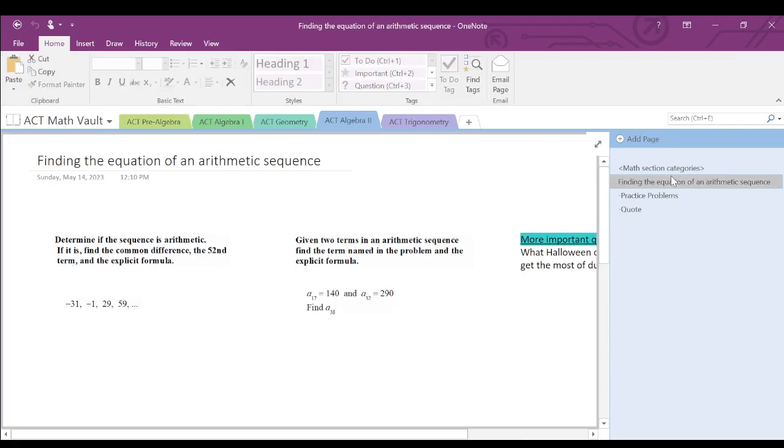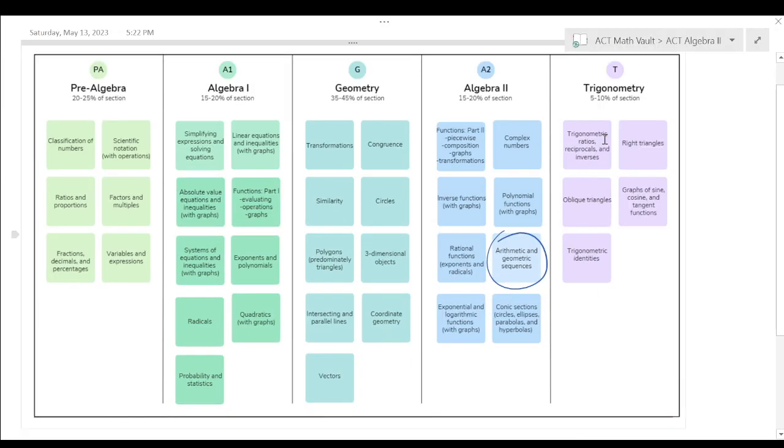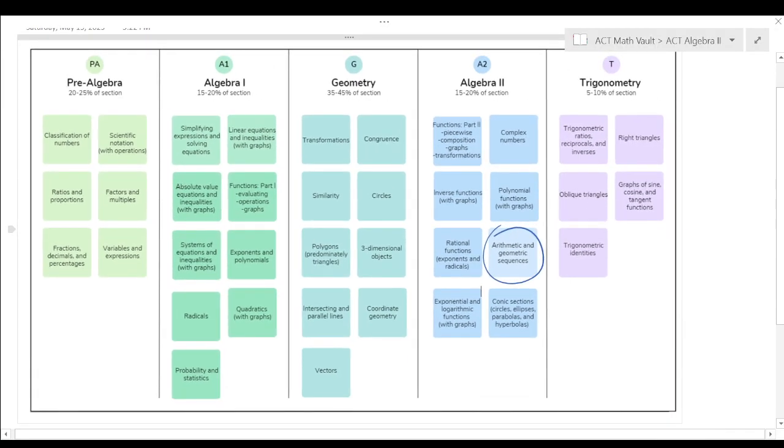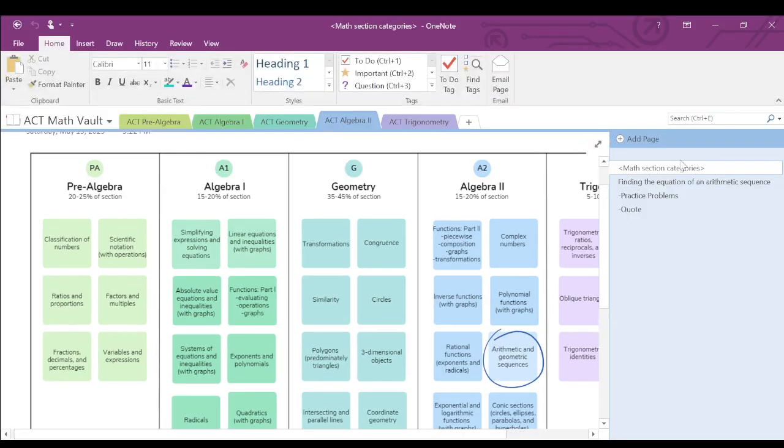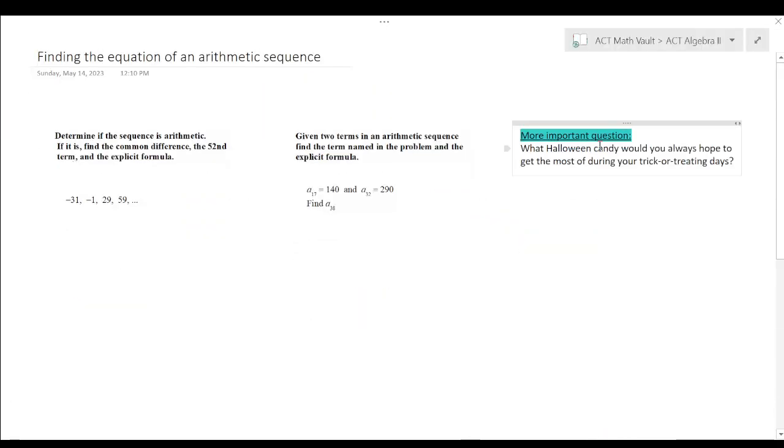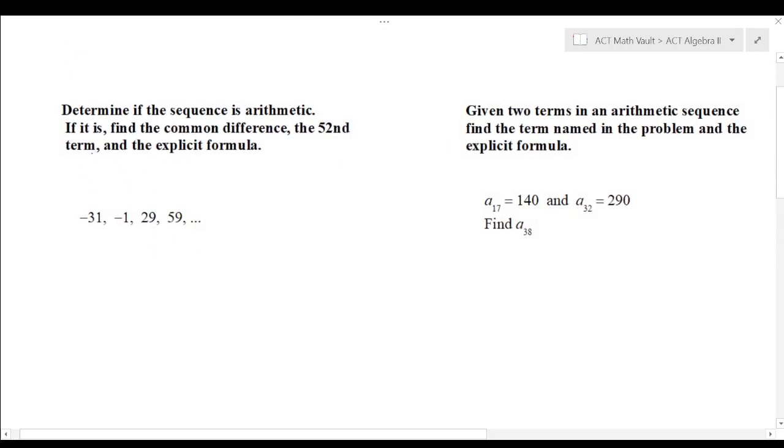Okay, so math section, Algebra 2. Arithmetic and geometric sequences fall under Algebra 2, and I always see at least one of these sequence questions on there. It's when you are given a list of numbers with some sort of pattern and you have to write an equation for them, or spot the common difference they might ask you for.